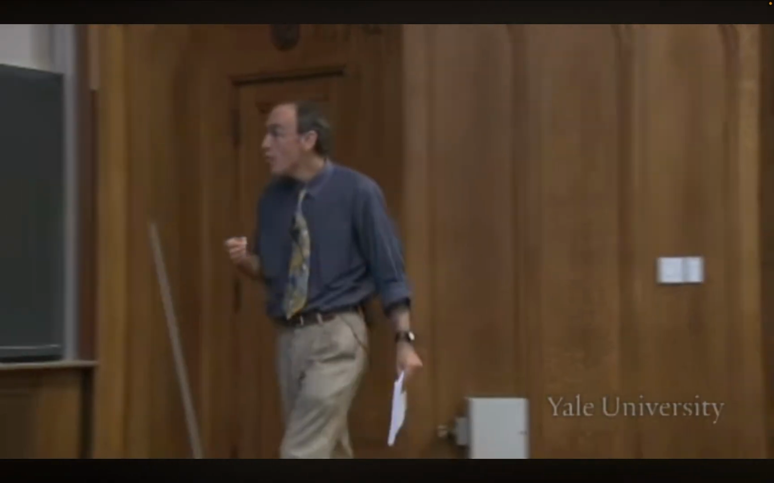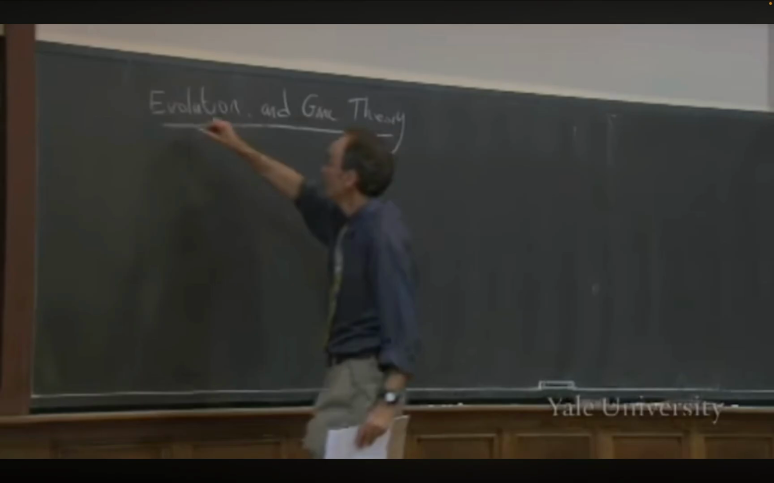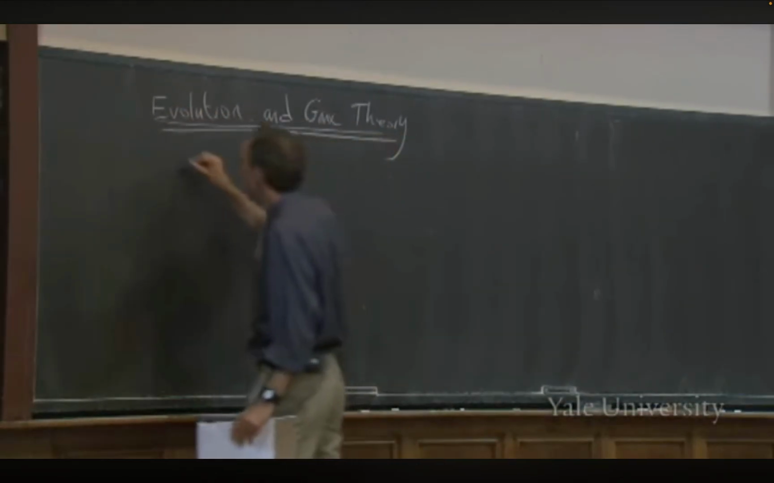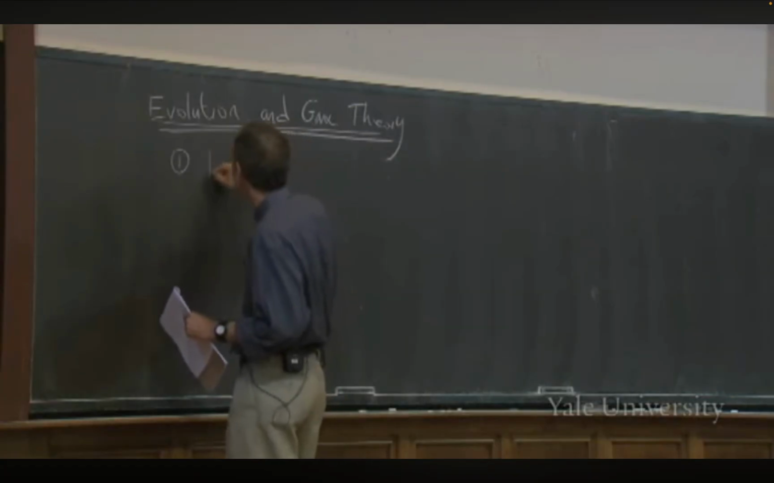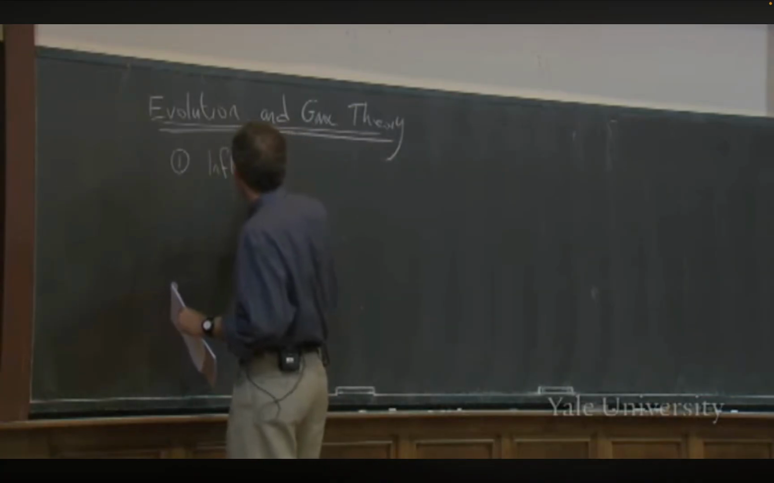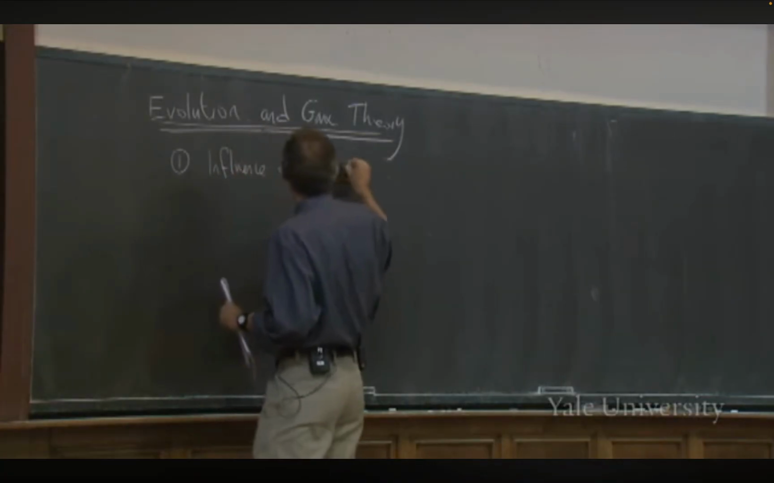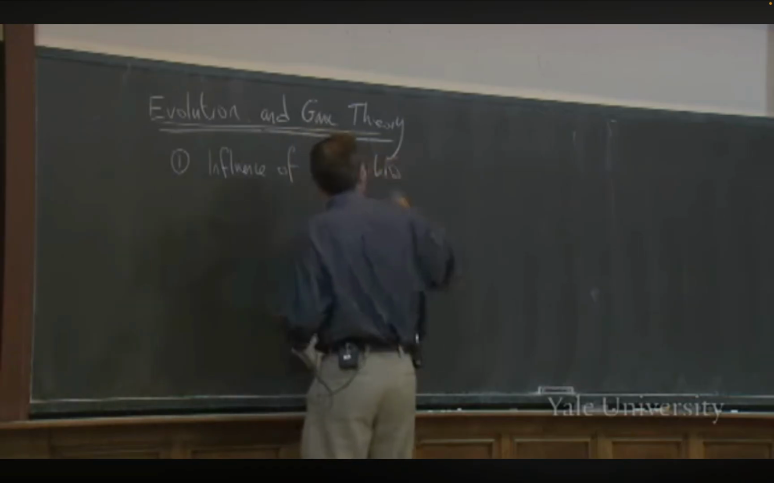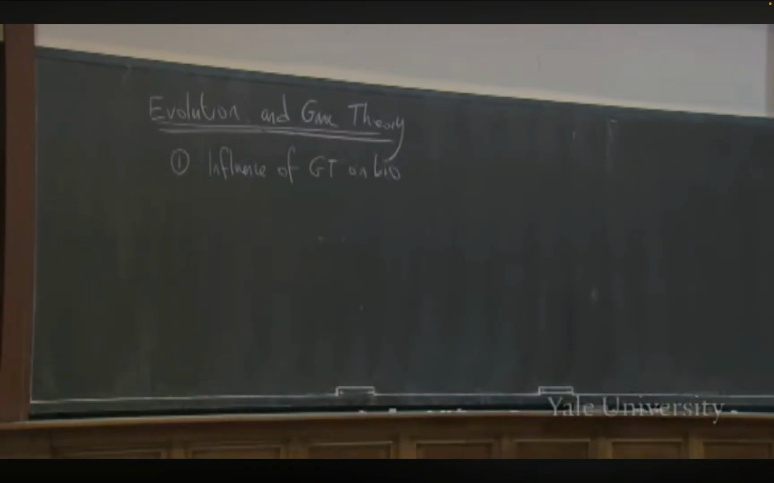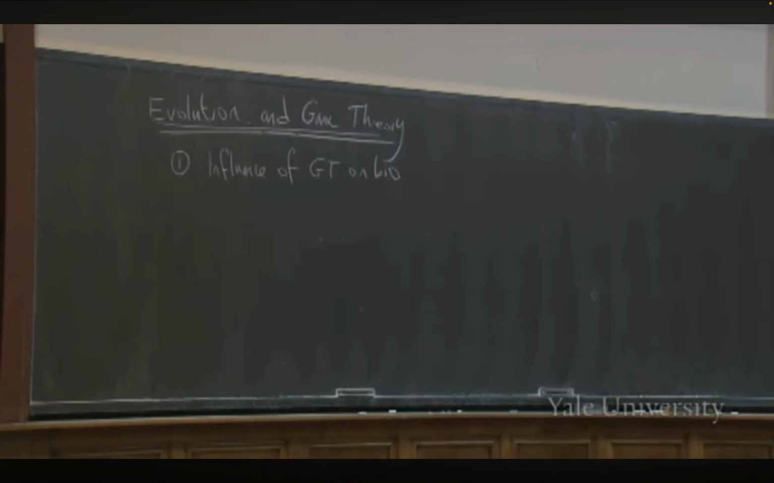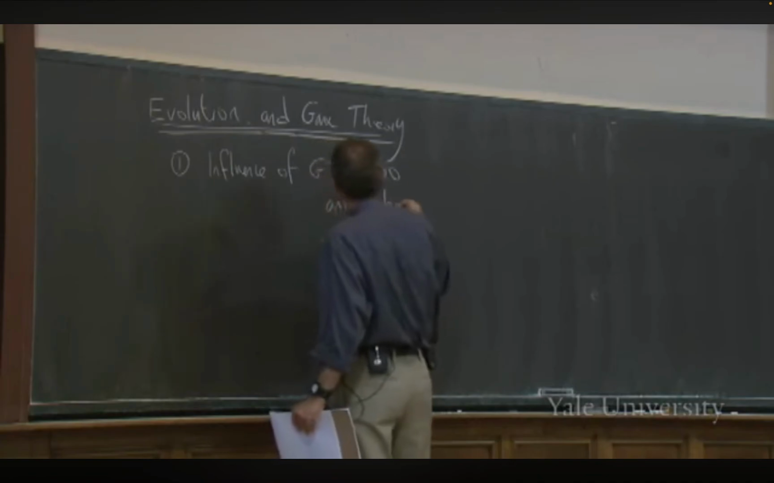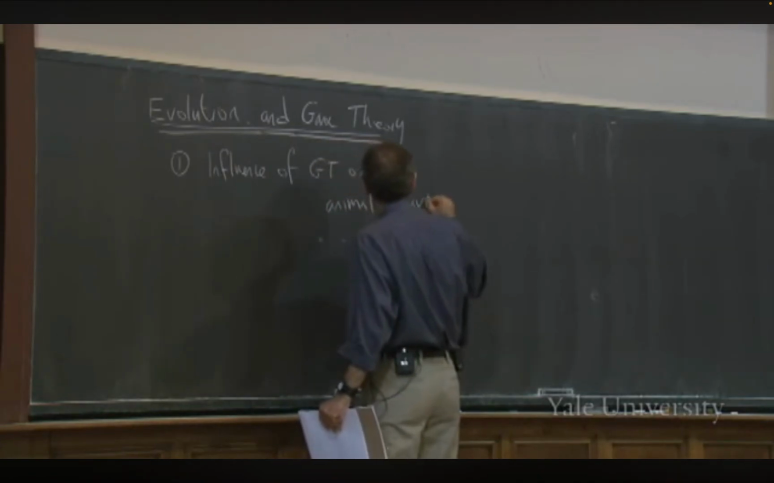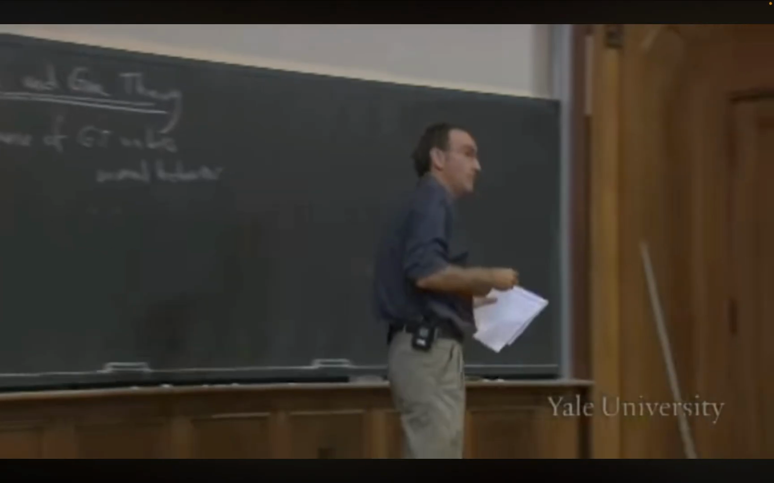All right, so why look at evolution in the context of game theory? There are really two reasons. The first reason is because of the influence of game theory on biology. It turns out that in the last few decades, there's been an enormous amount of work done in biology, in particular looking at animal behavior, and using game theory to analyze that animal behavior.